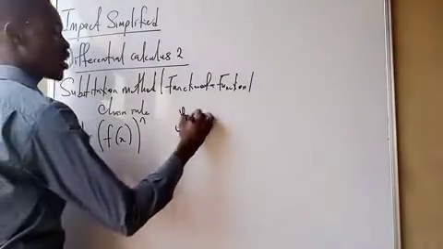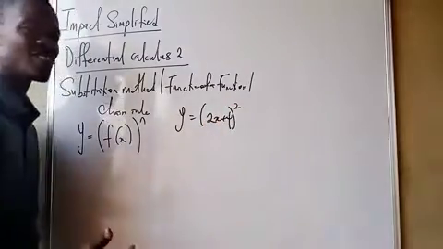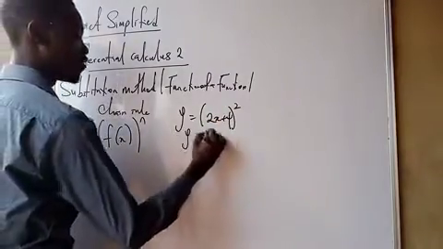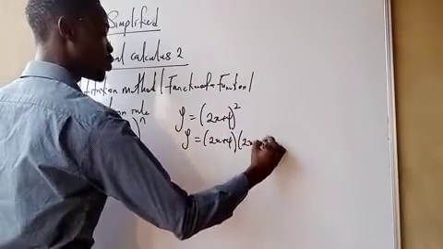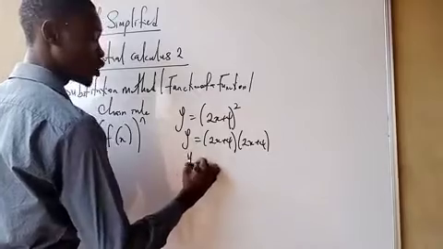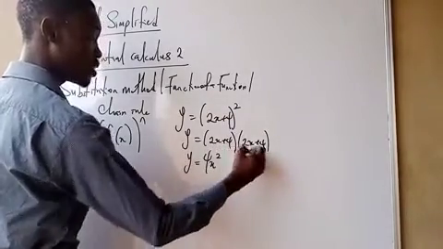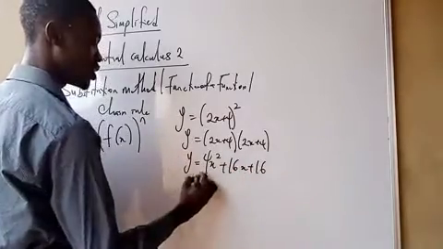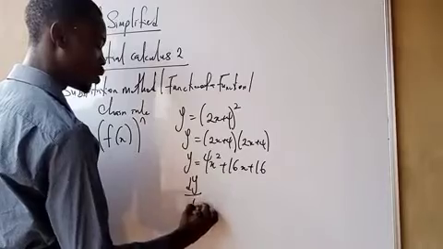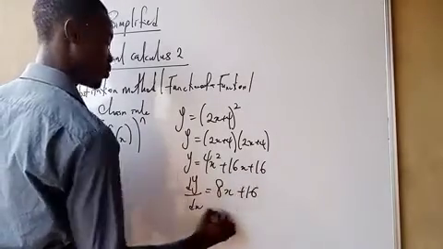For example, if we have y is equals to 2x plus 4 all squared, we can easily expand this one. This will give us 2x plus 4 into 2x plus 4. If you expand, we have 4x squared plus 8x plus 8x, which gives 16x, plus 16. From this we can easily differentiate, and this will give us 8x plus 16.